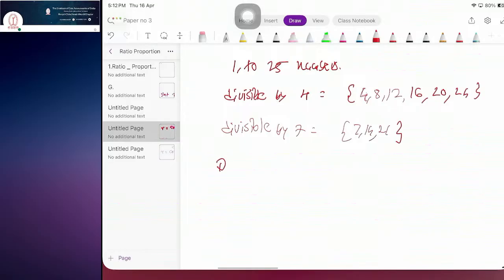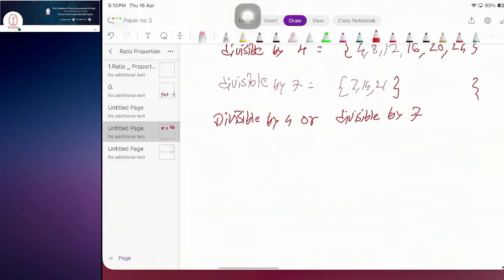So it will be divisible by 4 or divisible by 7. Or so that comes out to be divisible by 7.